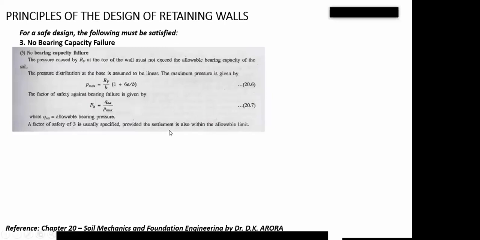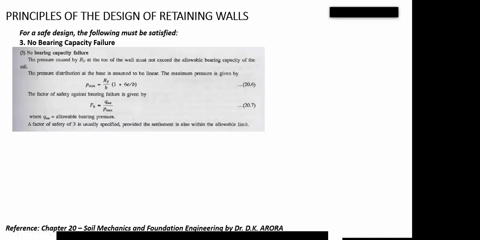Once you can get your maximum pressure acting at the base of your retaining wall, then you can easily get your factor of safety. And the formula for calculating your maximum pressure is this. You don't need to cram this. By the time we get to solving, I'll tell you the best approach to actually go about it. You have your vertical reaction over B times 1 plus 6e over B, where e is your eccentricity, which I said is the distance between your vertical reaction and the center of the wall. Now, your Q max is the allowable bearing pressure, which should be given in the question, while your P max is what you have to look for yourself.